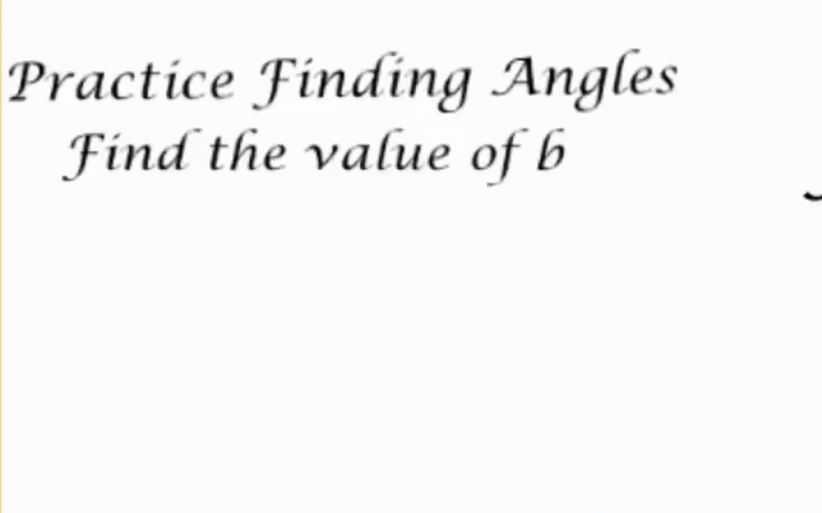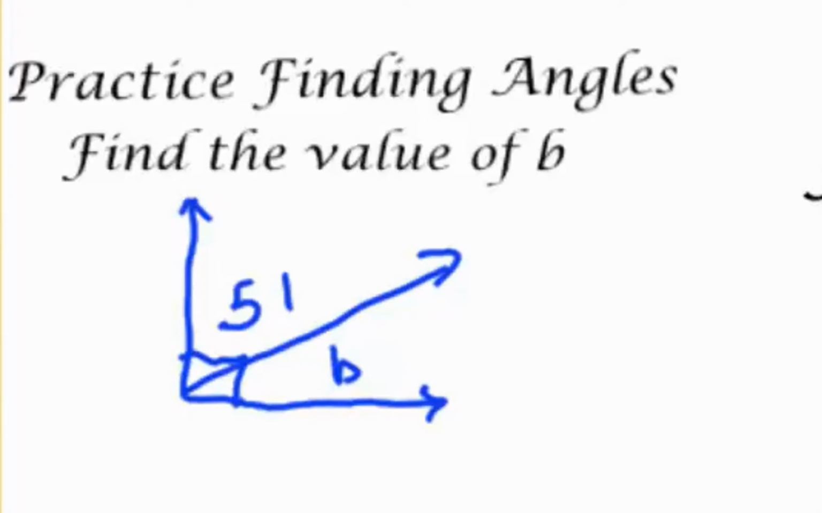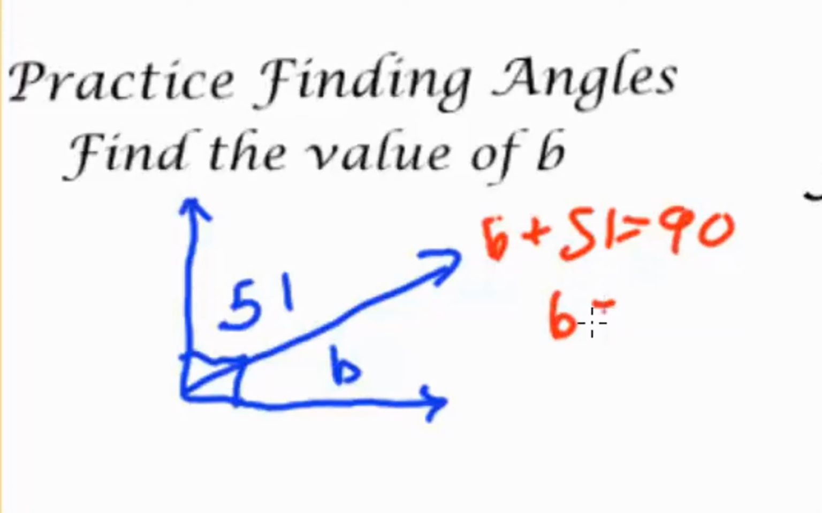Now, as we practice finding angles, it is again important to think about the relationship between the two. As I try to find the value of B, I see that because they're in a right angle, B plus 51 has to equal 90 because they're complementary. So I subtract 51 from both sides, and I get that B equals 39.